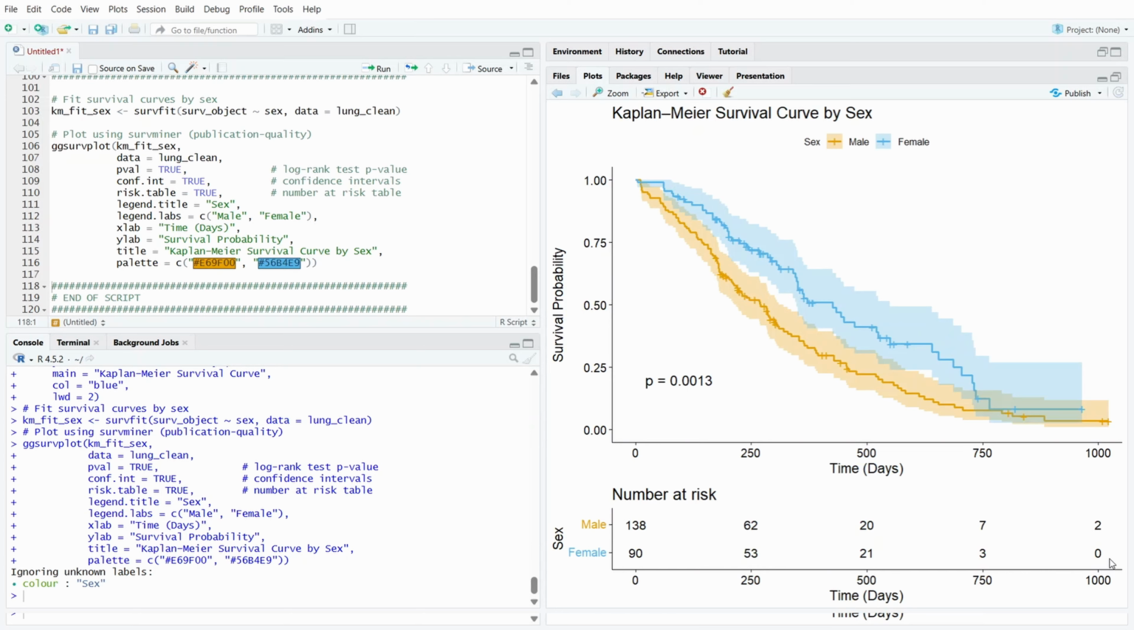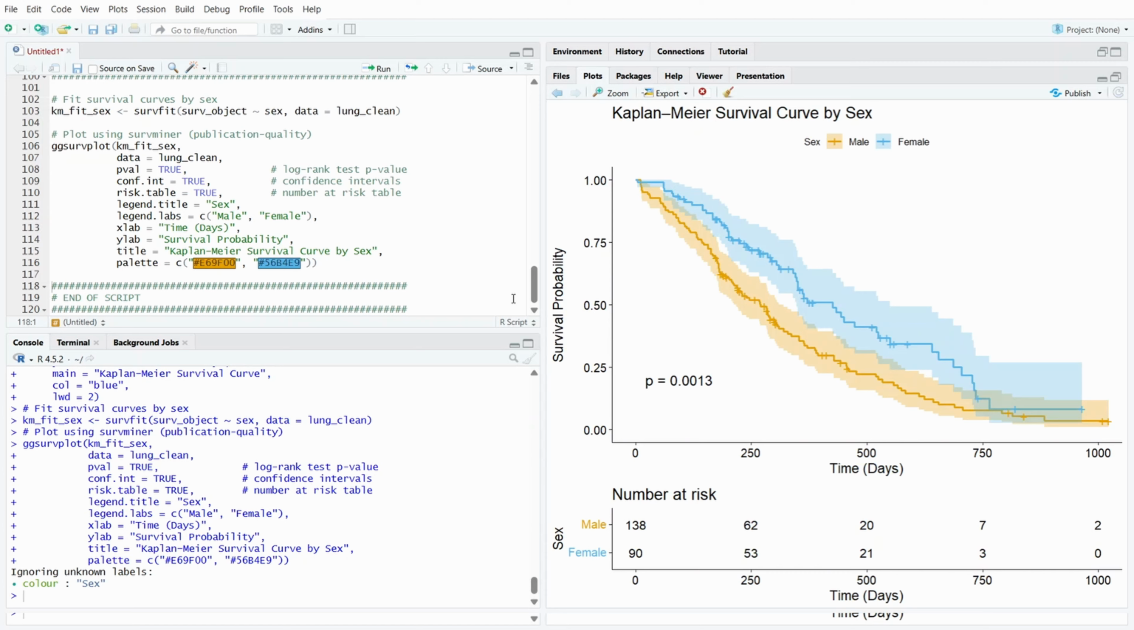From a clinical perspective, this analysis suggests that female patients have a survival advantage compared to male patients in this cohort. This difference is not only visually apparent, but also statistically significant. In practice, this could reflect underlying biological differences, variations in disease progression, response to treatment, or differences in comorbidities between sexes. While this result alone doesn't establish causation, it highlights sex as an important prognostic factor that may warrant further investigation and could be considered in risk stratification or personalized treatment planning.